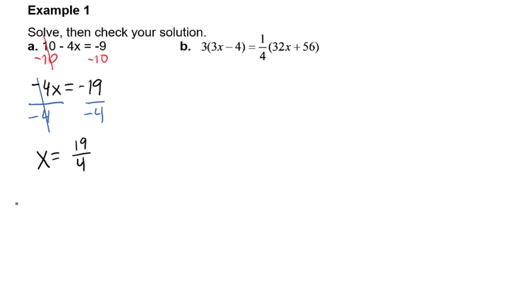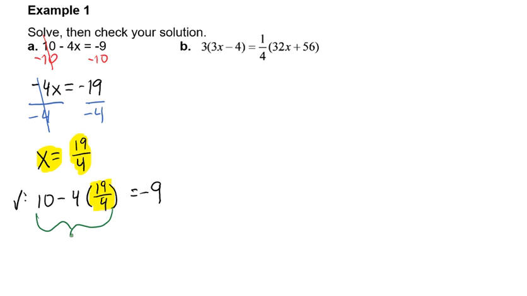So now we just want to check that and see if that's right. So we have 10 minus 4 times our x equals negative 9. Again, we're going to take our x value and plug it into the x spot to see if it works. We're going to put 19 over 4 right there. And then we're going to work out this side right here, and we want to know, does it in fact equal negative 9?